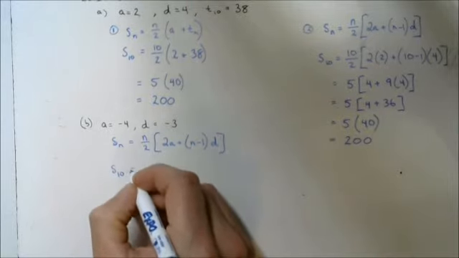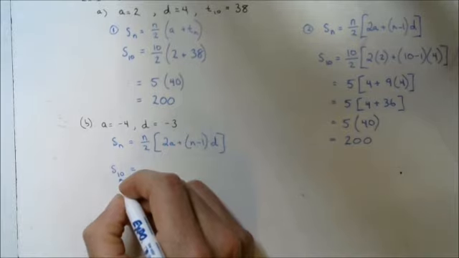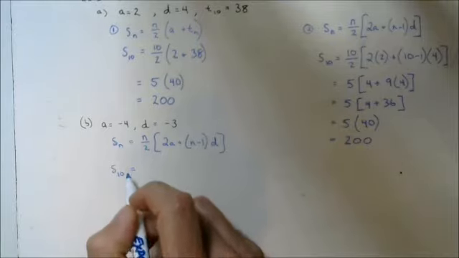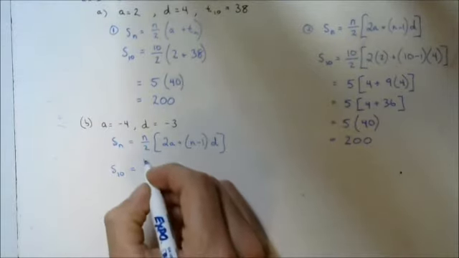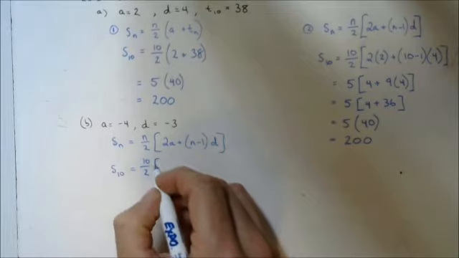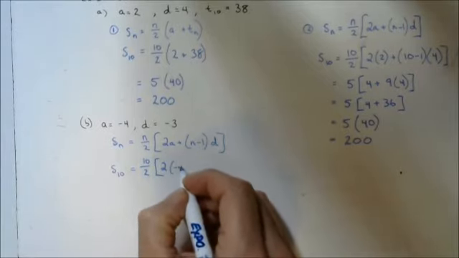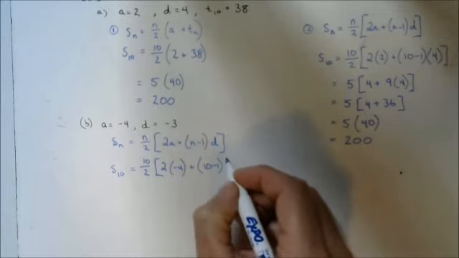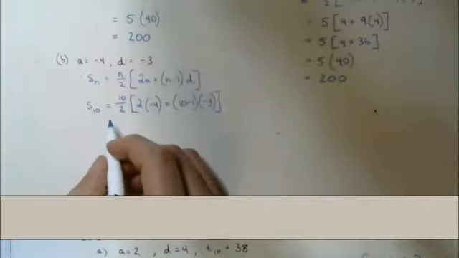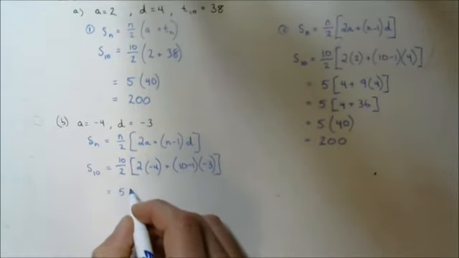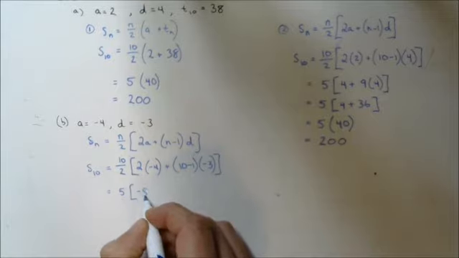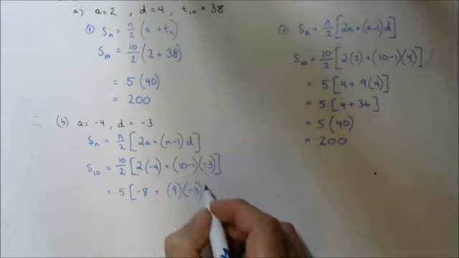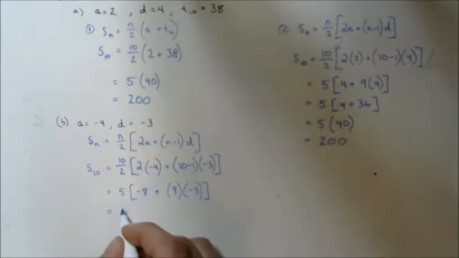Therefore, the sum of the first 10 terms, we know n. Might look like we don't know n because they didn't give it in the question, but we are looking for the sum of the first 10 terms. So n is 10. 10 over 2, square bracket, 2 times -4, plus 10 minus 1 times d, close it off, gives us 5, and then inside the brackets, we have 2 times -4, which is -8, plus 9 times -3, close it off. We're going to do the rest of the bracket in one step.